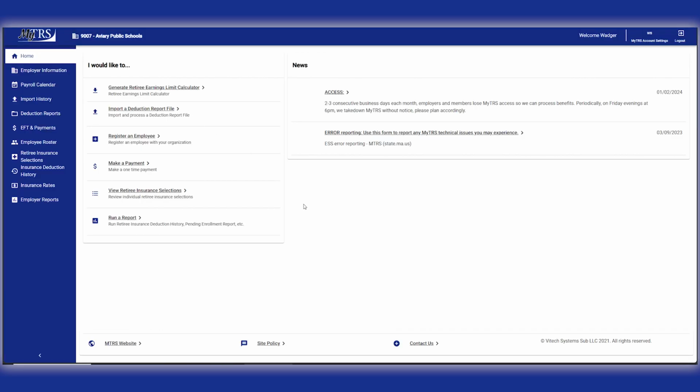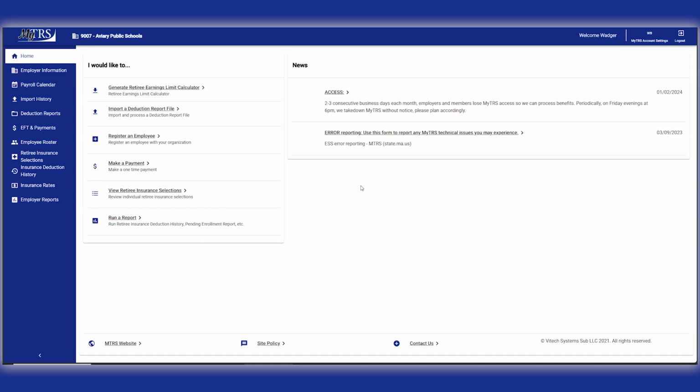So coming back to MyTRS here and from the home screen. This is going to be a situation where we're looking up an insurance deduction history for a member. So we're going to be doing this for a couple reasons. We either just completed a transaction that has a rebill, or possibly a retiree is just calling us up and saying, hey, I have a question on the deductions you took.